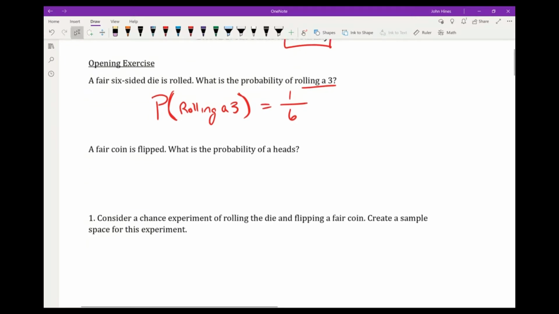A fair coin is flipped. What is the probability of getting a heads? So the probability of flipping heads, the probability of heads is, well, hopefully you realize that's 1/2.